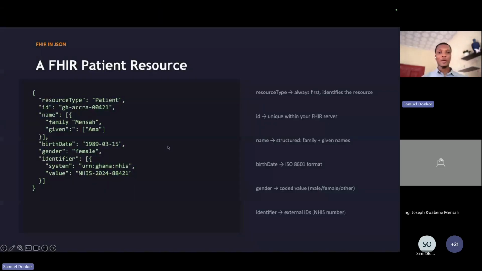And you can identify that with the resource type, right? The resource type always comes first. It identifies the type of resource, and you have the ID. For example, if you're building for Ghana, this could easily represent the Ghana card number, which represents the uniqueness of the patients across different systems, right? And you have the name, which structures, for example, the first and last name, the date of birth, the gender, identifier, and all that, right? So again, this ID is, for example, the database ID. You have the identifier, which could easily be their NHIS number, Ghana card number, and all that, right?